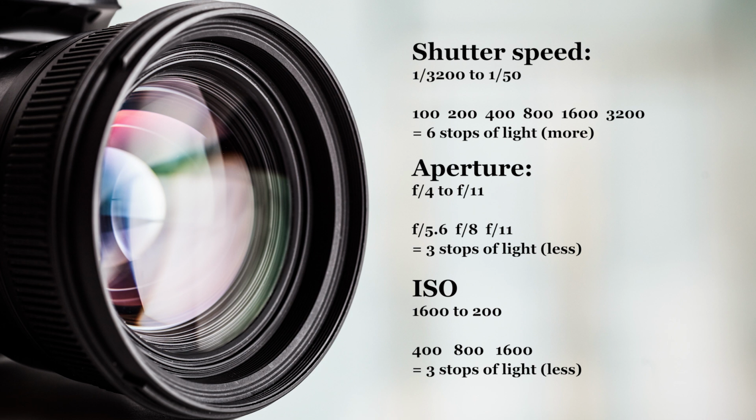I added 6 stops of light by decreasing my shutter speed from 1/3200th of a second to 1/50th of a second. Then I reduced my exposure by 3 stops of light by closing my aperture from f4 to f11. Finally, I reduced my exposure by a further 3 stops of light by reducing from ISO 1600 to ISO 200.